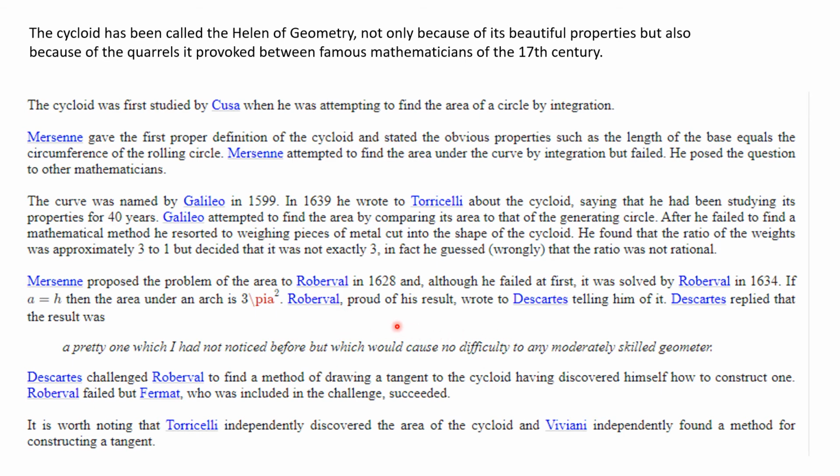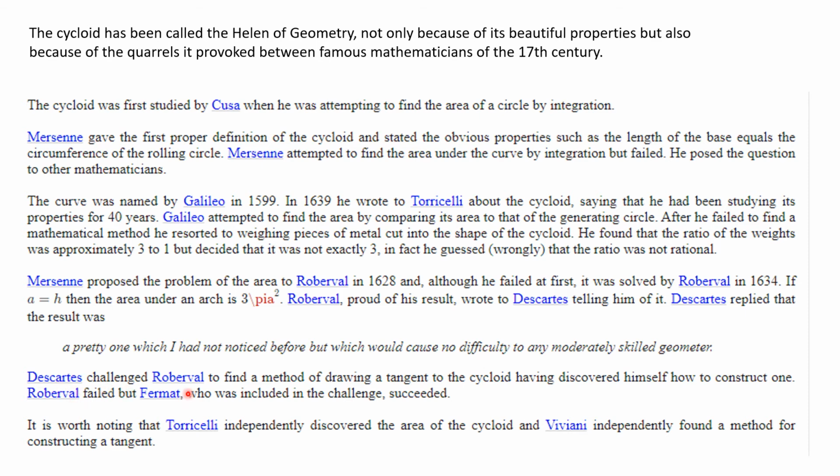He was proud of his result, and he wrote to the great mathematician Descartes, telling him of this. And Descartes replied, "This is a pretty problem. It's a pretty one, which I had not noticed before, but which would cause no difficulty to any moderately skilled geometer." Descartes was a little strange, but anyway, that was his response, and he is very famous.